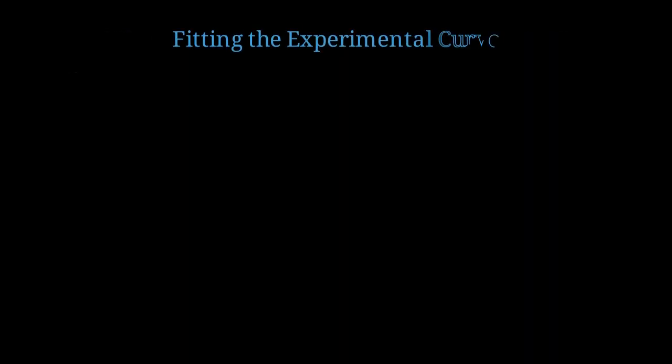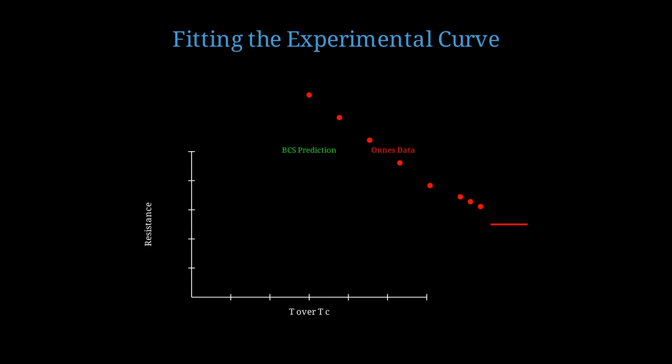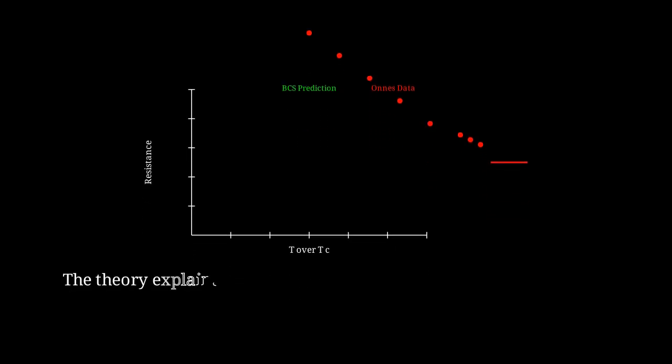Now let's see how BCS theory finally fit the experimental curve that had puzzled physicists for nearly half a century. When you plot resistance versus temperature normalized by the critical temperature, BCS theory produces a curve that matches the experimental data beautifully. Above Tc, you have normal resistance. Right at Tc, there's the sharp drop. Below Tc, exactly zero. BCS theory not only explains the zero resistance, but also correctly predicts the specific heat jump at the transition, the magnetic properties, and the isotope effect, where critical temperature depends on atomic mass.